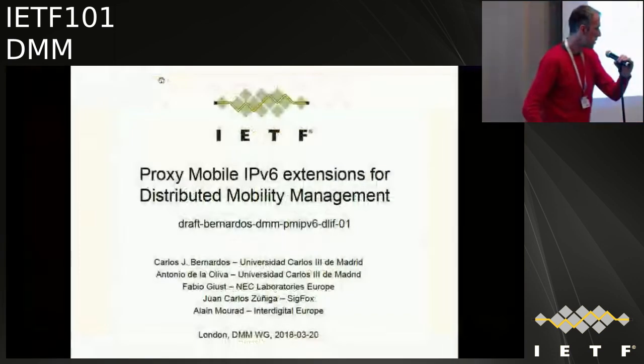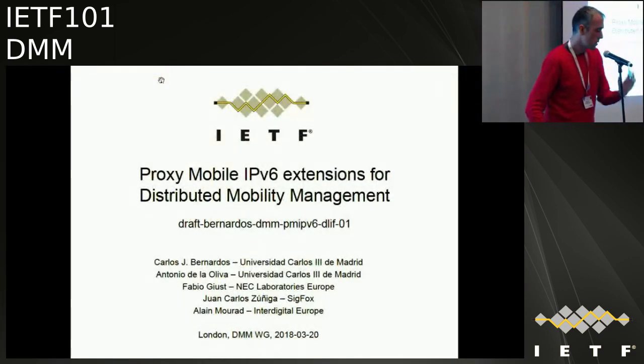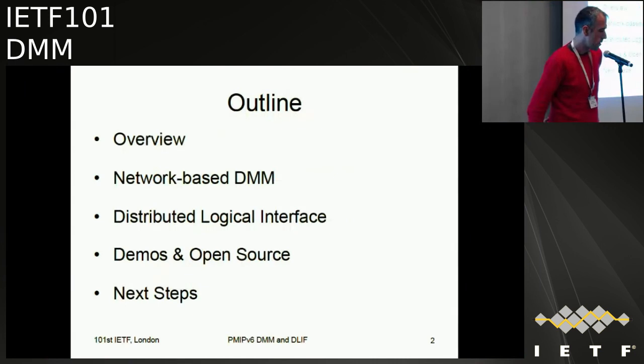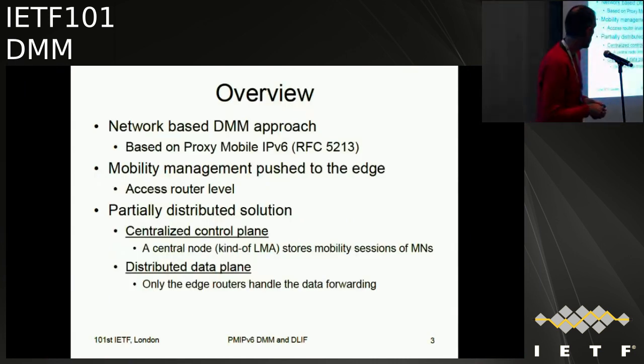So a very quick update because we had to issue the adoption call as well. Overview is a network-based DMM approach based on Proxy Mobile IP, in which mobility management is pushed to the edge, and is basically a partially distributed solution with a centralized control plane and a distributed data plane.